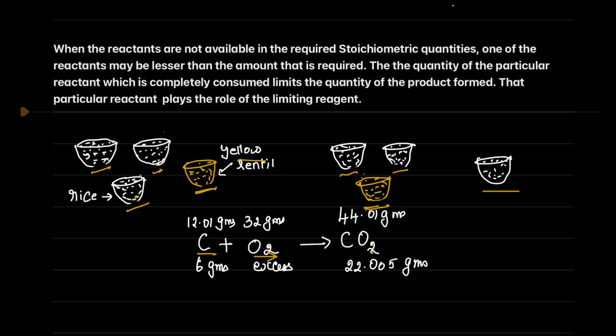1 mole of carbon reacts with 1 mole of oxygen, that is 12.01 grams of carbon combines with 32 grams of oxygen to produce 1 mole or 44.01 grams of carbon dioxide. If only 6 grams of carbon is burnt in air, that is in excess of oxygen, the amount of carbon dioxide produced will be just 22.005 grams. Hence, carbon is the limiting reactant here, just like 1 cup of yellow lentil in the example explained.